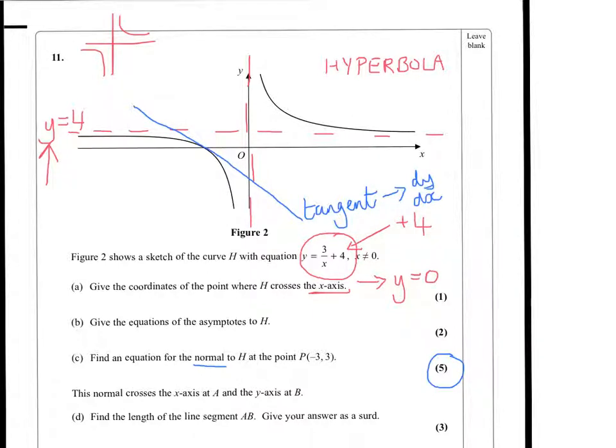So we have to look at y equals 3x to the minus 1 plus 4. So we'll have to put it in a form that we can differentiate. Then, it's an equation, so that tells me that I'm using y minus y1 equals m times x minus x1, and so on. So that's my thoughts as I'm going through there. Right, what else do I need to do?